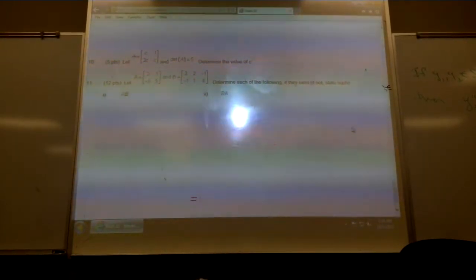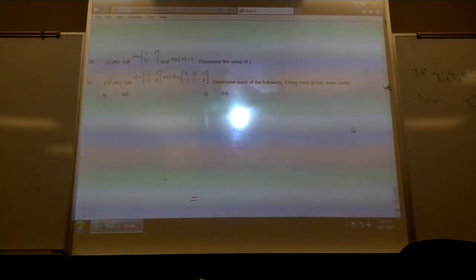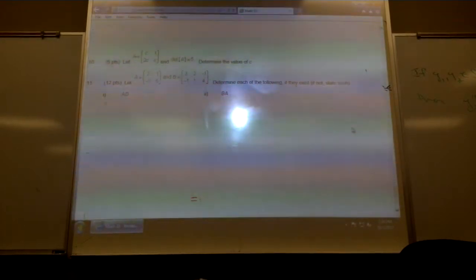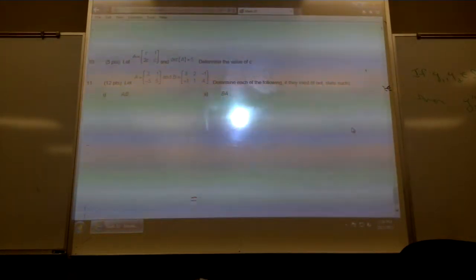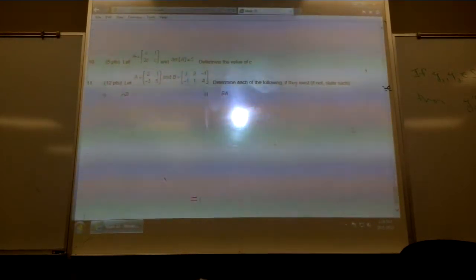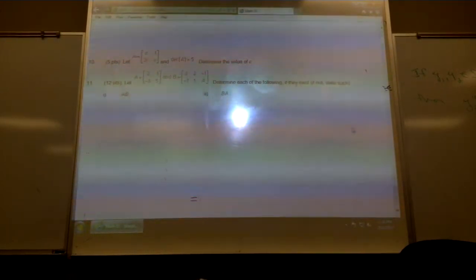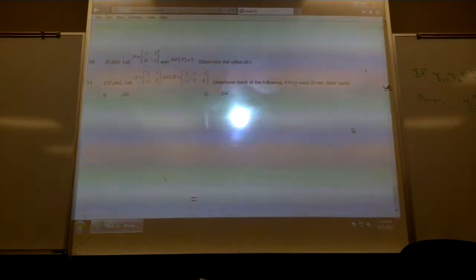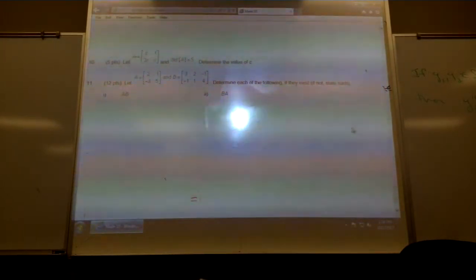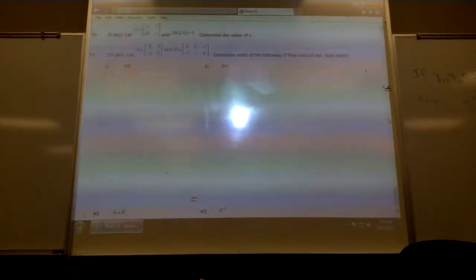So, how would you answer number 10? Write the formula for the determinant and set it equal to 5. So it would be c squared minus 2c equals 5, and then solve for c. Just a math question, isn't it? Yeah, sure, it's math.